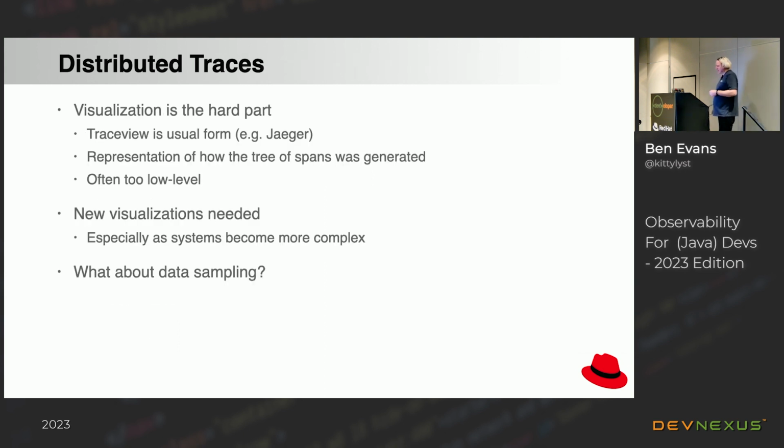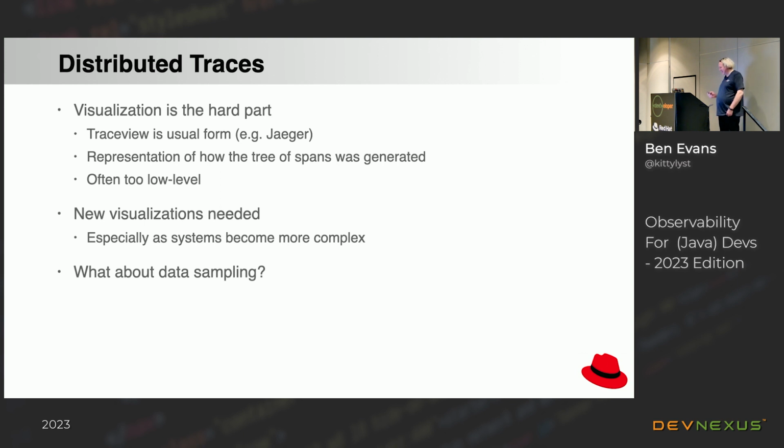Okay, so the visualization is the hard part. New visualizations are needed. That's why people like Tempo, and data sampling is an issue. I mean, one of the things that people try to do in order to do smarter sampling is to sample the 200 OKs, but take 100% of anything which had either a 400 or a 500 in any part of the trace, right? Because then you're focusing on the errors, and you're taking a 1% of the 200s, which hopefully is the very large majority of all of the traffic you're seeing.